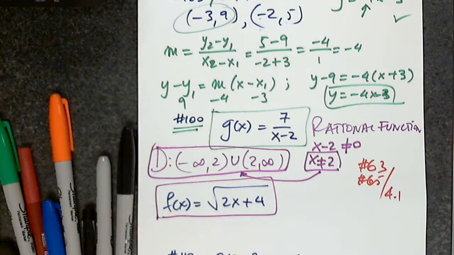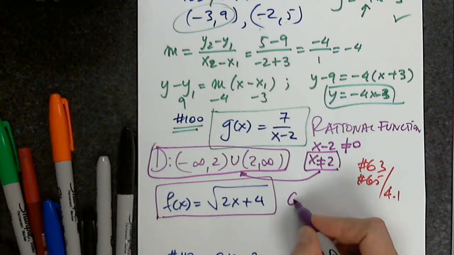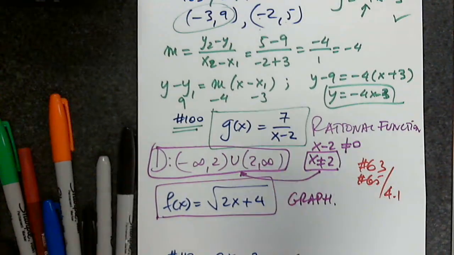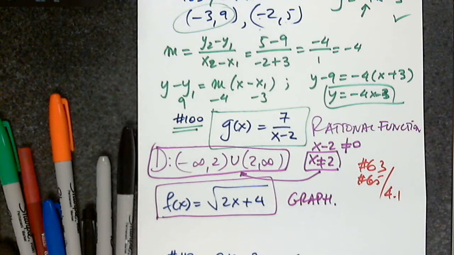Same question for this function. f of x equals the square root of 2x plus 4. And here I will also like to graph it. Graph this function. So we have f of x equals the square root of 2x plus 4, and we want to graph this function as well after we find its domain. Okay, this requires 2 minutes.